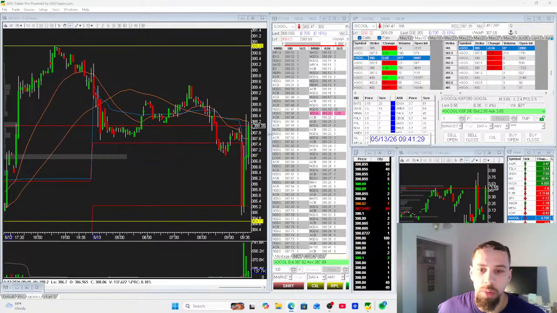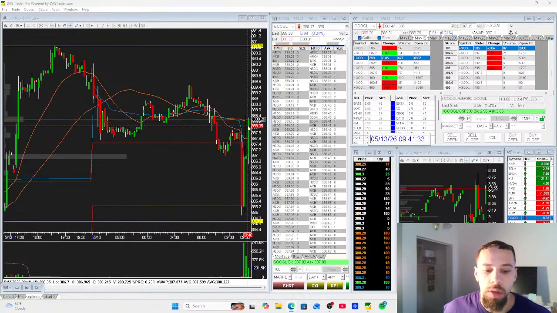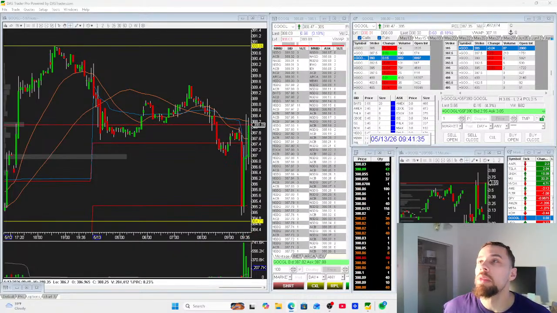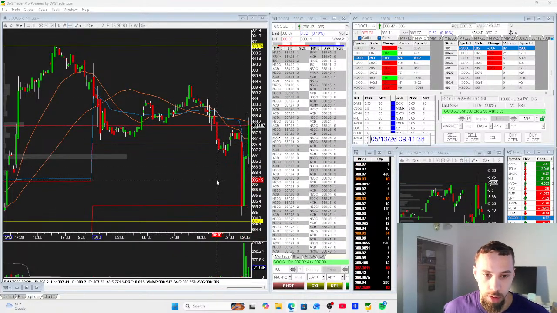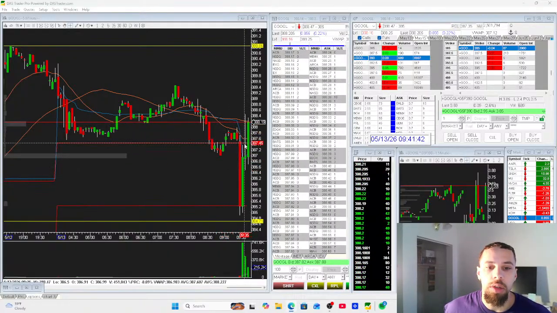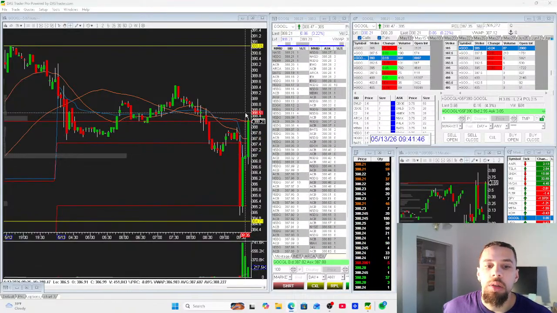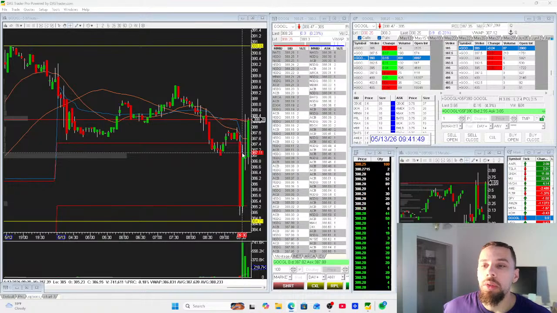388 order still working on getting filled. 388.20, you can see it right there. There it goes. Boom. Big order filled. So watch this for a sec. If this 5 minute candle sells off, makes another shooting star like this one, bought up, sold off, then I'm going to short it.